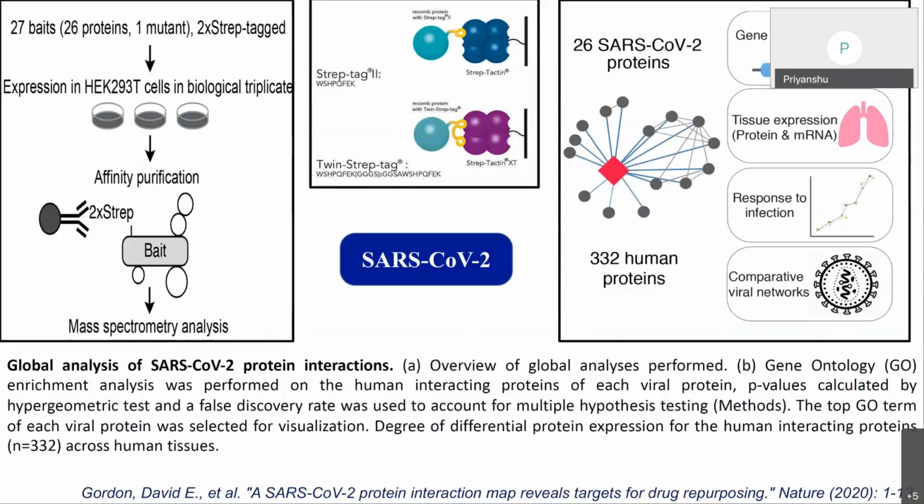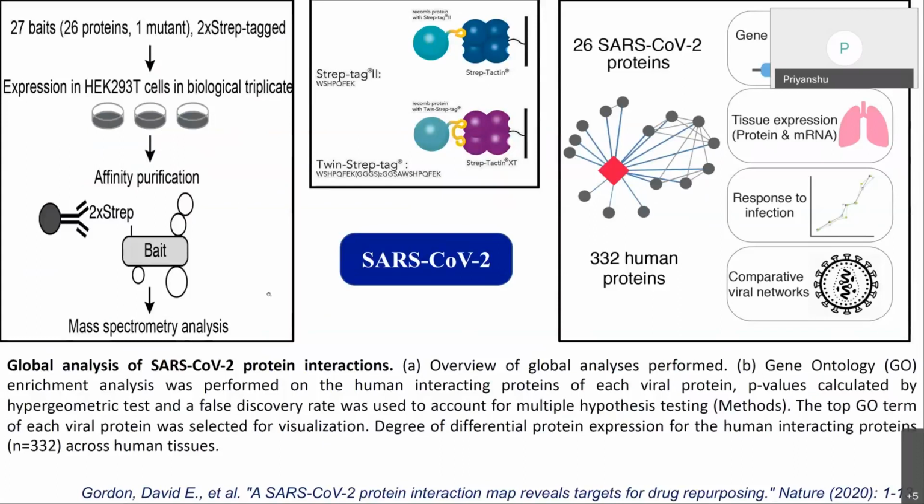If you don't have an antibody, what you can do is clone your gene in a particular vector with your tag, and you can use an antibody against the tag. So these are the other ways that you can purify interacting partners.